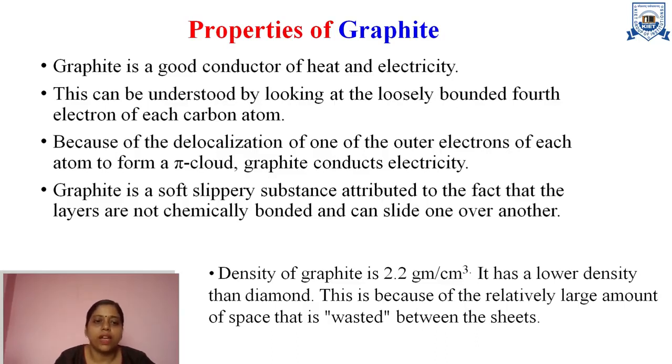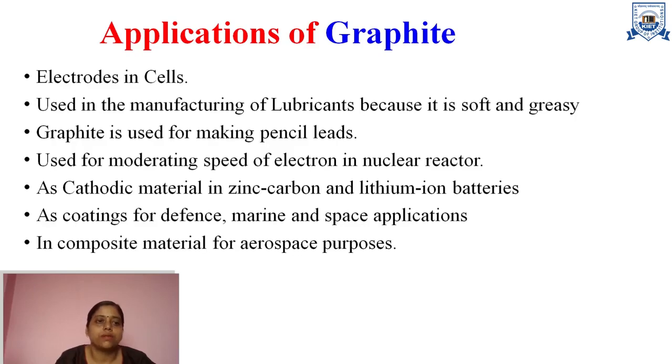Because of the delocalization of one of the outer electrons of each atom to form a pi cloud, graphite conducts electricity. Graphite is a soft, slippery substance attributed to the fact that the layers are not chemically bonded. They can slide one over another because they are loosely bonded with van der Waals forces, as I said in the previous slide. The density of graphite is 2.2 gram per centimeter cube. It has a lower density than diamond because of the relatively large amount of space wasted between the sheets of graphite.